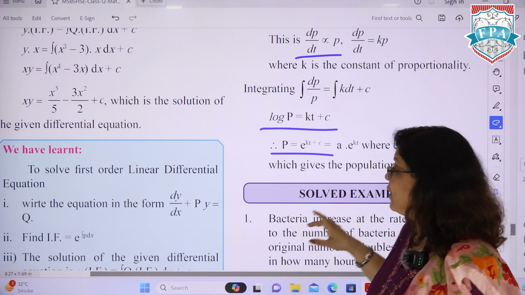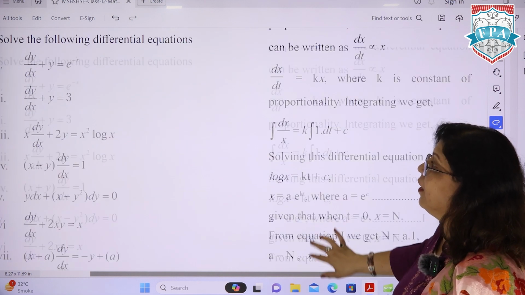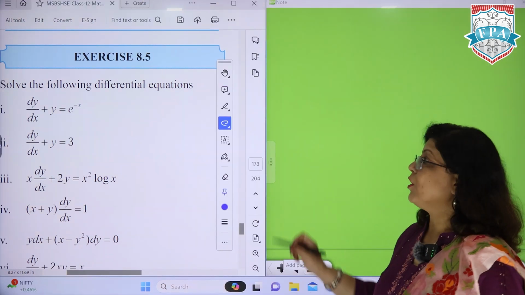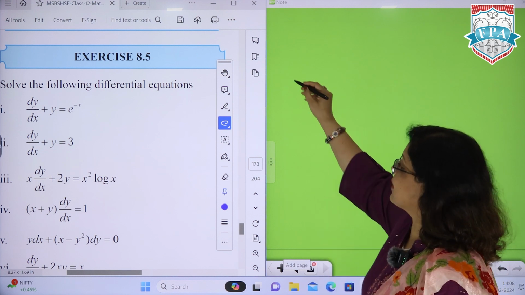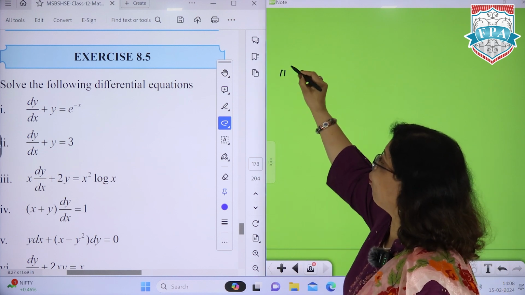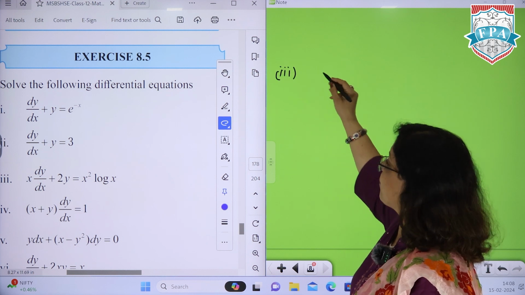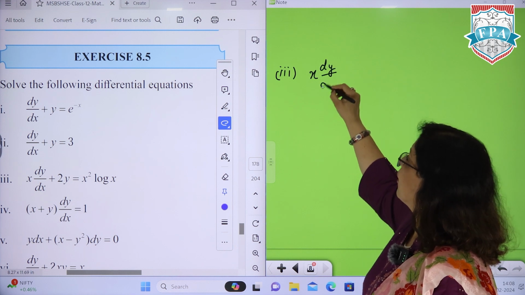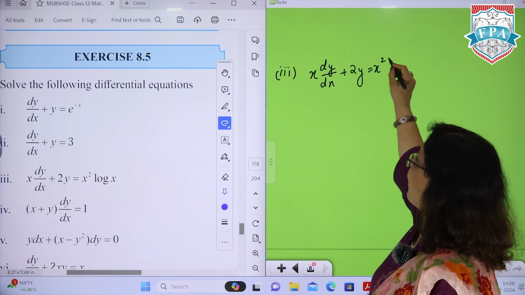So to understand this more, now let's do the exercise which is there at the end of the chapter. So let's do one question of the linear differential equation. Let's take question number 3 from exercise 8.5. So when we do the first part of the third one, it is x dy by dx plus 2y is equal to x square log x.